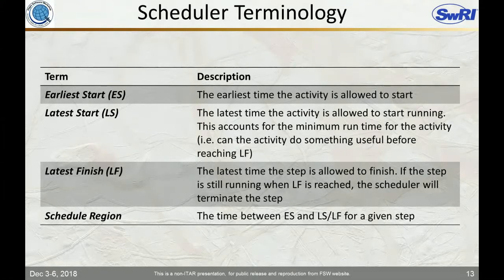For the terminology I use for the scheduler, if you're familiar with project schedule, there are some similar terms. You've got the earliest start of when an activity can or should start, the latest time it can start so that it has time to finish before it must be complete. And the latest finish is the cutoff. If the activity is not done by this time, you cut it off and move on to the next thing. With scheduling, there's also an earliest finish concept, but we're not using that in this scheduler. And then a schedule region is essentially that time between your earliest start and your latest finish where the activity is allowed to run.